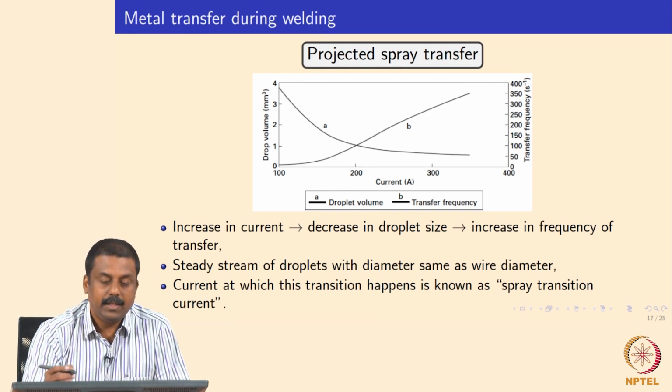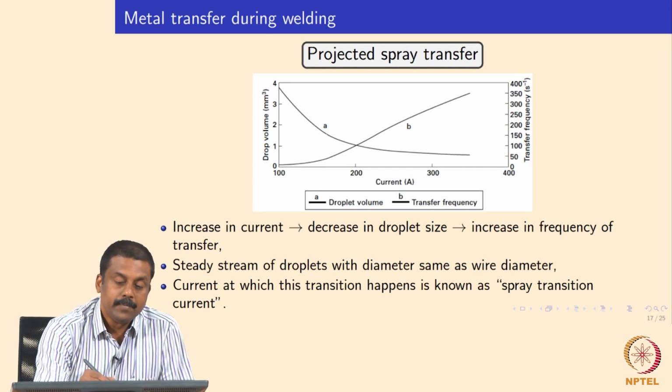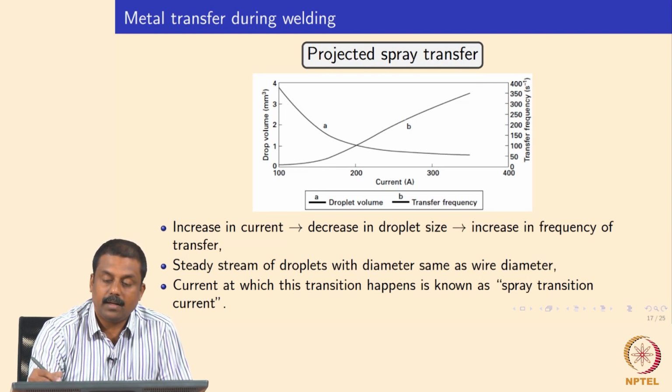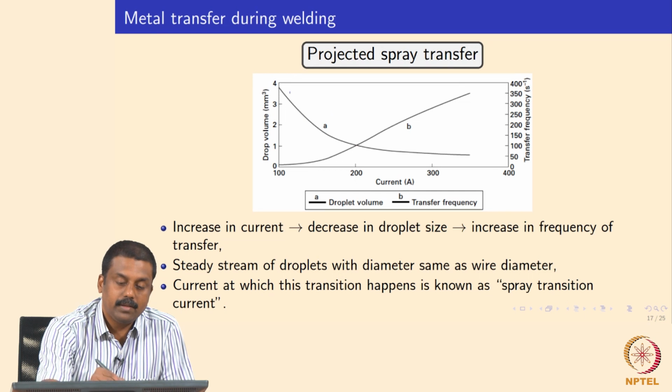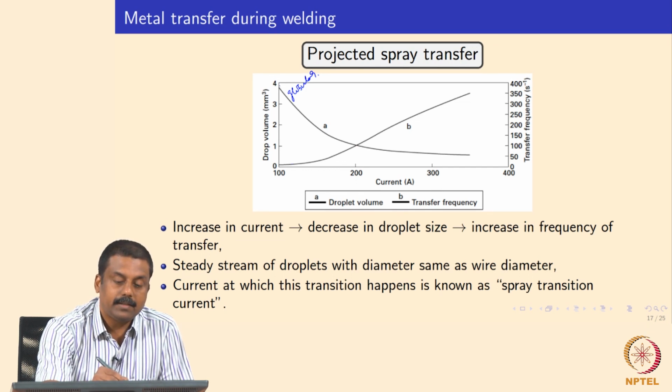For a given current, you can see that in A the drop volume is nothing but a function of diameter, and the other graph, B, is the transfer characteristic or transfer frequency. So obviously, as I explained, at the lower current the most significant transfer mode is the globular transfer, where the gravitational force is the major force that detaches the droplet. In order to detach the droplet, you need to increase the size of the droplet significantly, so that the gravitational force can pull the droplet down to the workpiece.